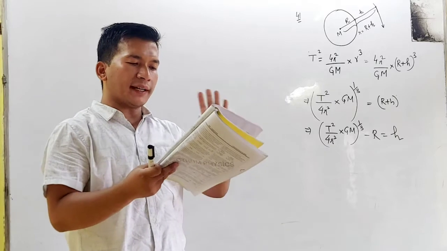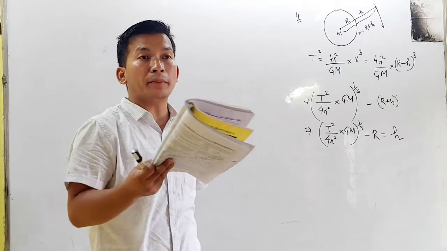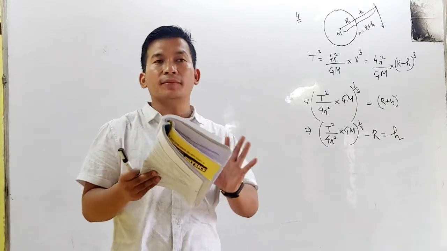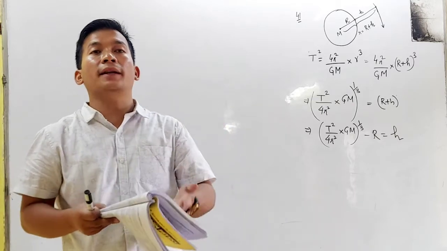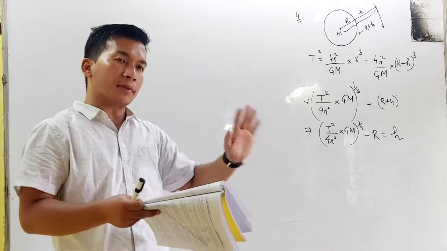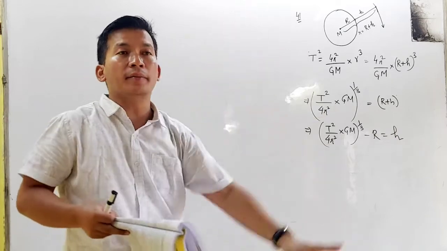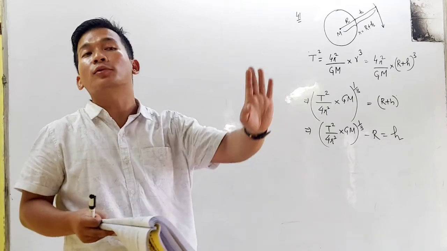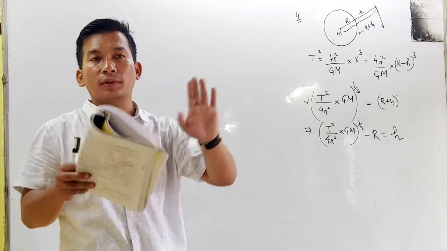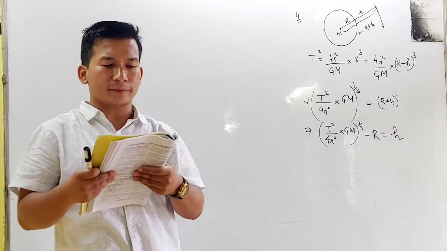Question number 42, skip it. Question number 40, skip it, and 42, skip it as well, because they are based on your planetary motion. Don't worry, after satellites we will do each and every question based on planetary motion completely. Don't mix up the topics.